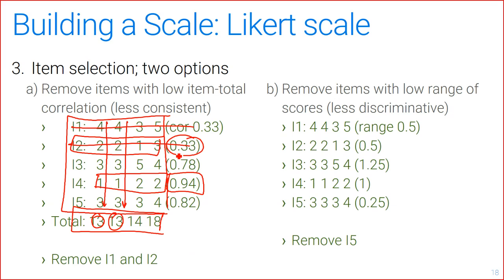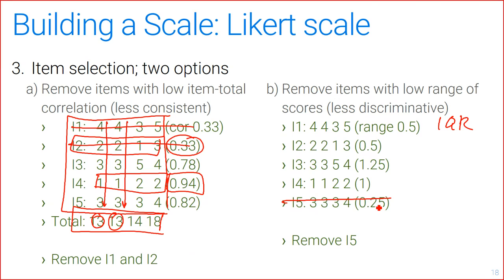Another option would be to remove those that have a low range of scores. So you can compute here the range of scores. I believe this is the interquartile range. And it would be just, for example, in this case, remove item 5 because it has the lowest score. So this is in order to select which items we are actually going to ask about. How do we ask about them?